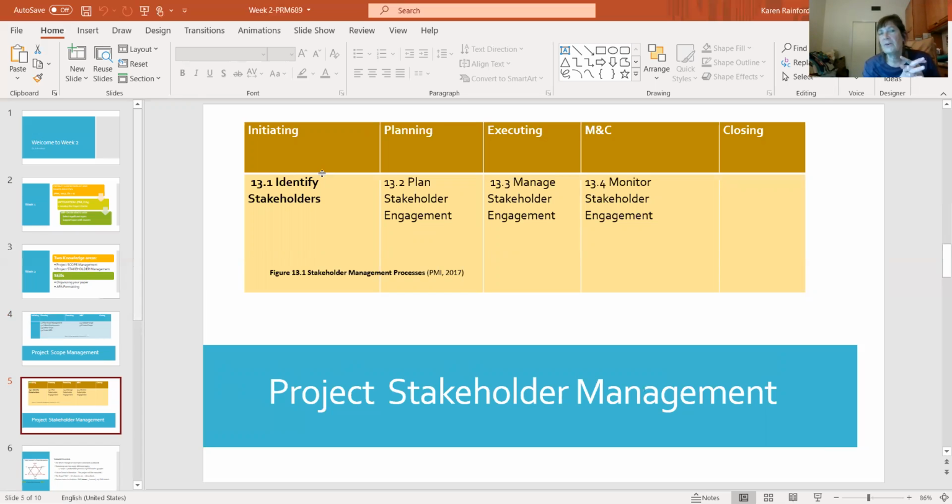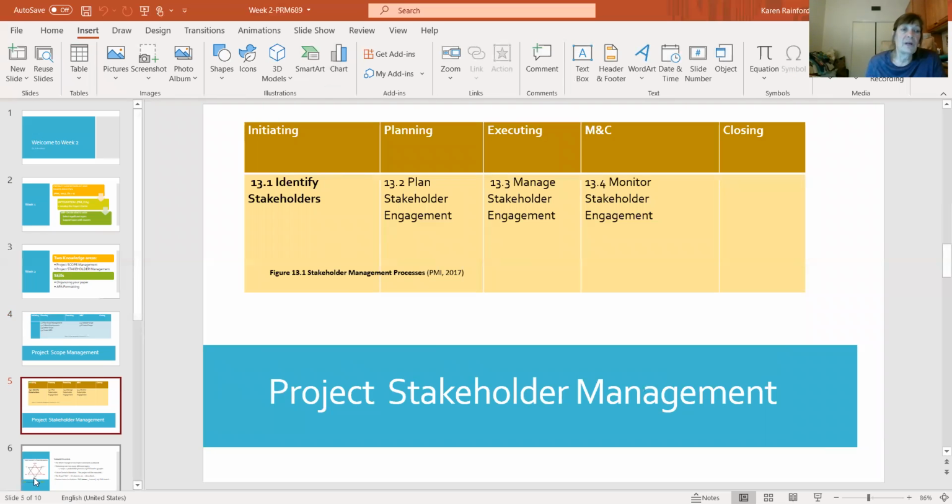And then in executing, how are you actively, and this is not communicating, this is executing, manage stakeholders. How are you really looking at those stakeholders, figuring out, are you meeting their expectations or are you not? And if you're not, what are you going to do about it? And then monitoring stakeholder engagement, also making sure that you're taking account of where your stakeholders are and on an ongoing basis, making sure that they're monitored.